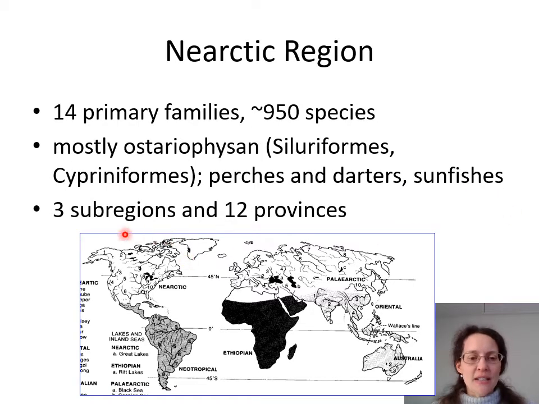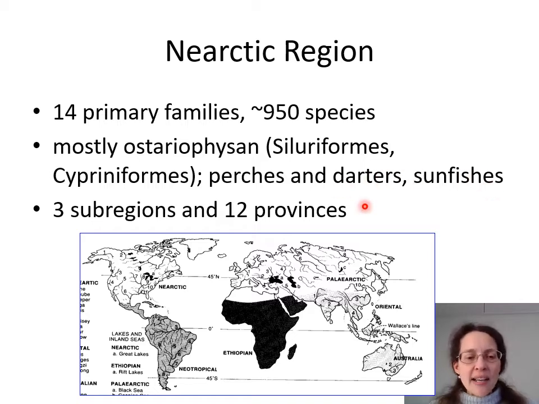Nearctic region, so that's us. That's most of North America, again, up into Greenland. 14 primary families, around 950 species, so not too bad, but we're not near as numerous as we saw in that neotropical region. Mostly Ostariophysan, if we're looking at the major groups. Those are Siluriformes, Cypriniformes. We also have perches and darters and lots of sunfishes. Those centrarchids are really numerous here.